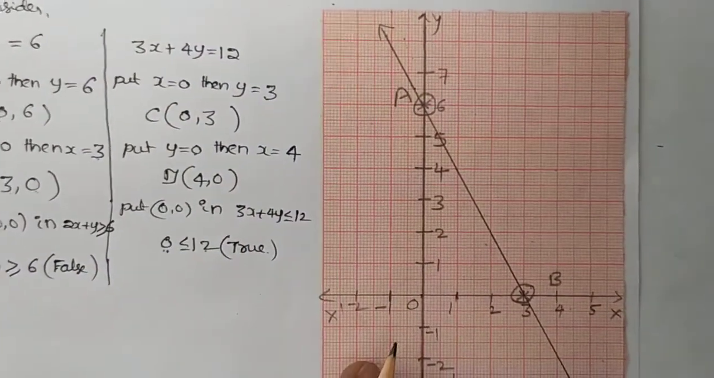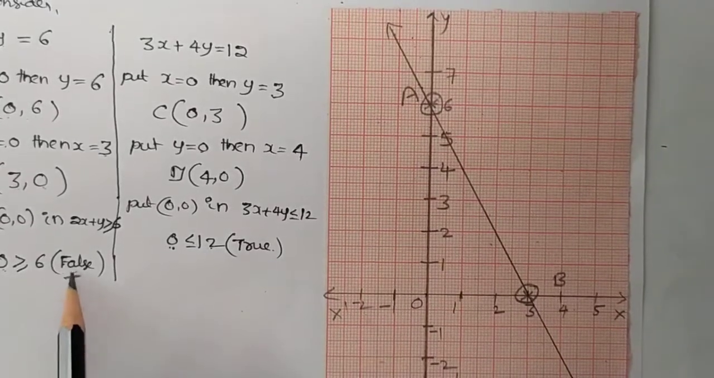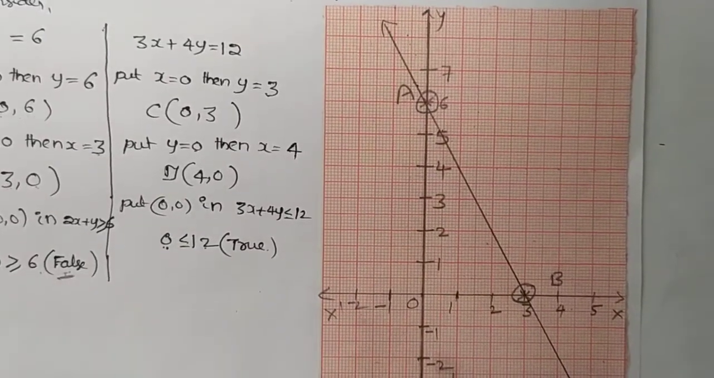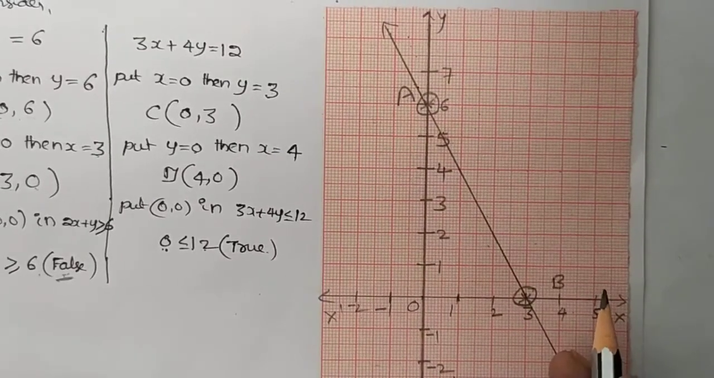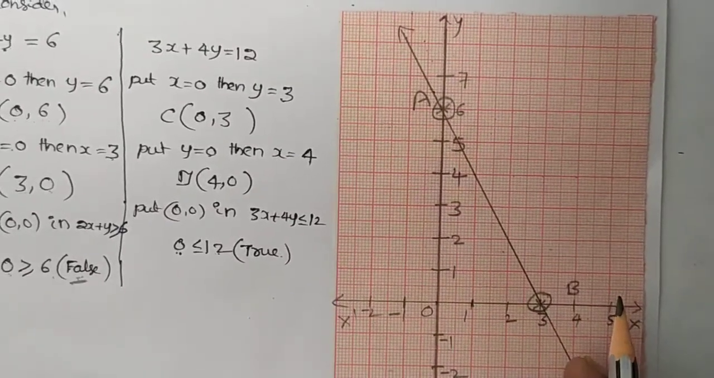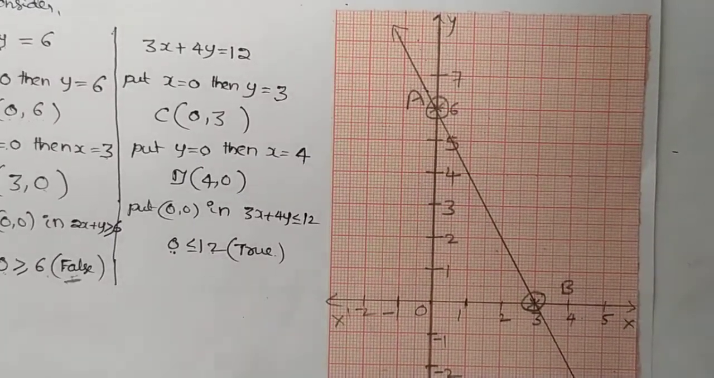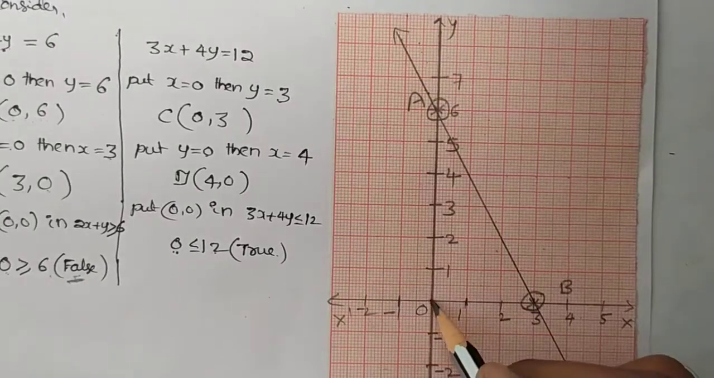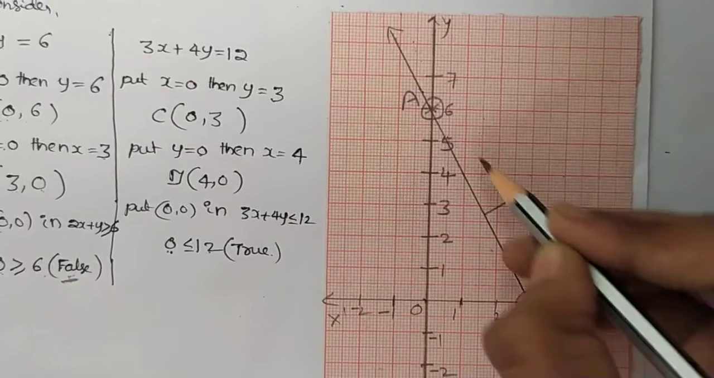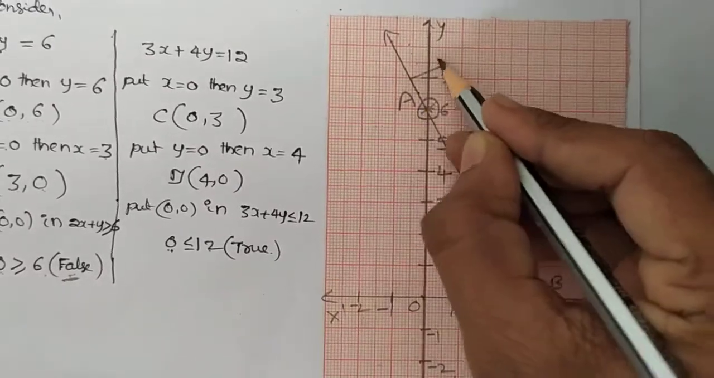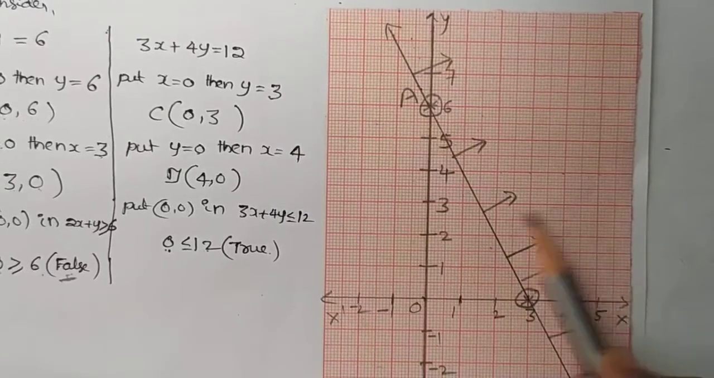This inequality is giving false. If it is false, we have to shade apart from the origin. You just see the rules, I mean the steps of solving the inequality. If the result is false, we have to shade apart from the origin. It is the origin. Apart from the origin, we have to shade like this.